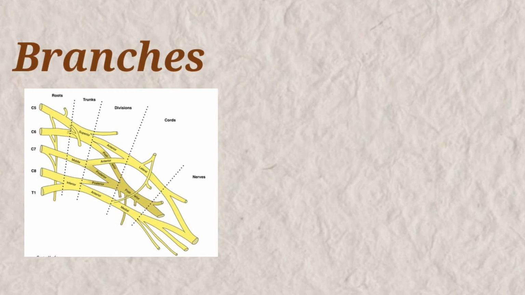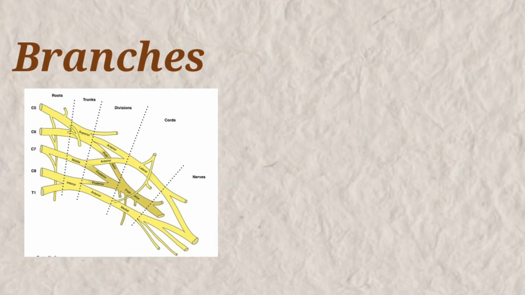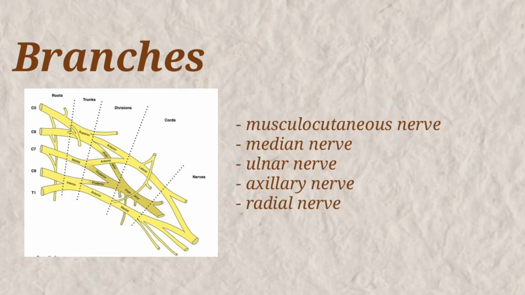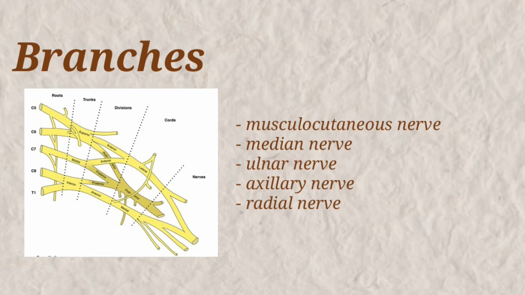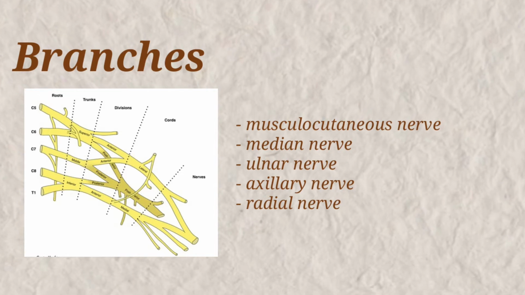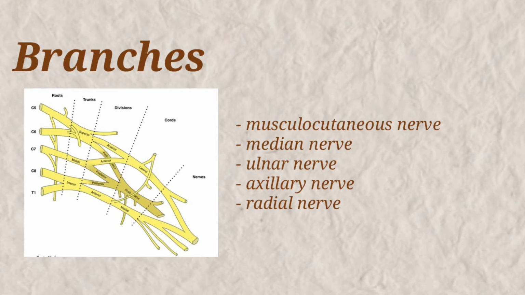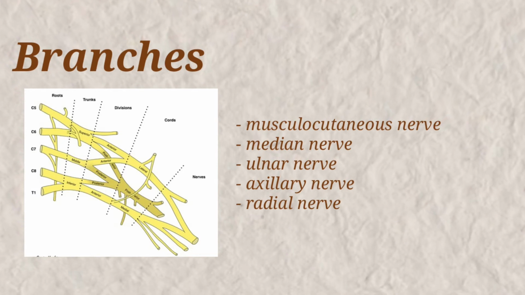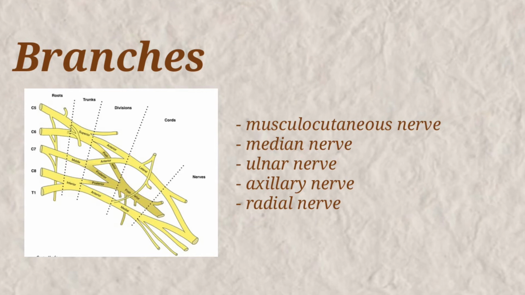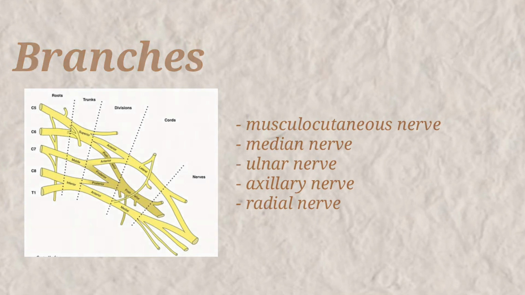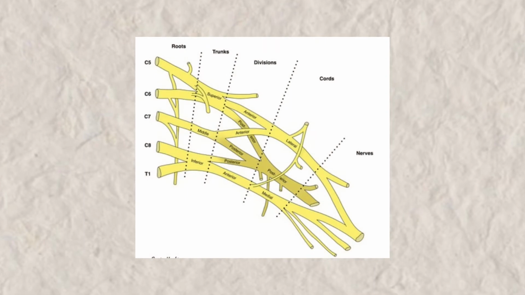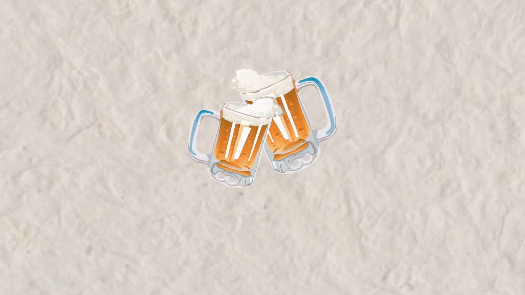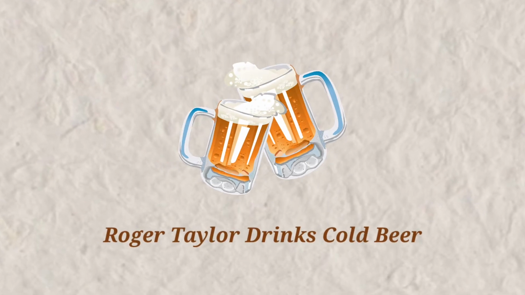There are 5 terminal branches of the brachial plexus: the musculocutaneous nerve, median nerve, ulnar nerve, axillary nerve, and radial nerve. It is interesting to note that the musculocutaneous nerve, median nerve, and ulnar nerve form a letter M with the distal part of the brachial plexus. To easily remember how the brachial plexus is divided, a mnemonic can be used. It goes, Roger Taylor drinks cold beer.